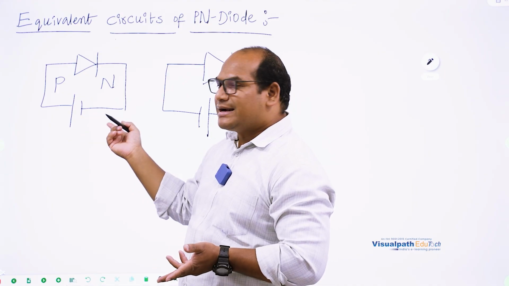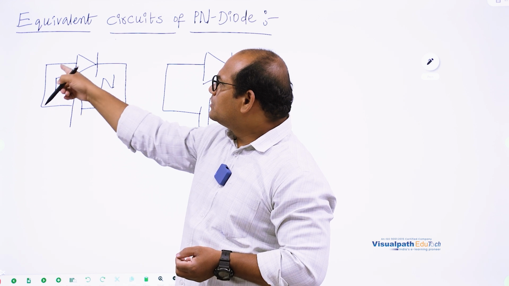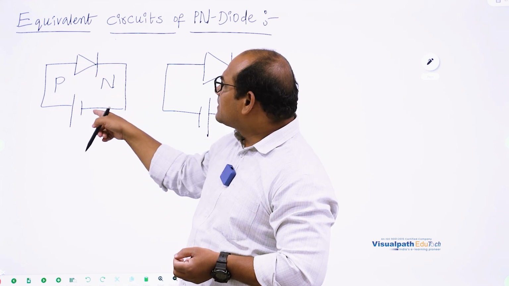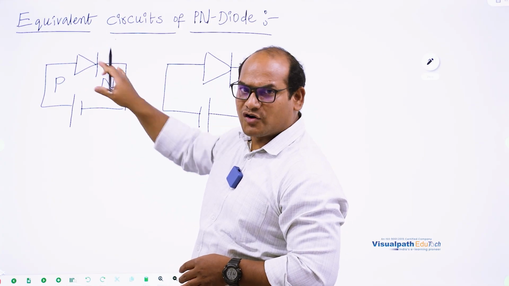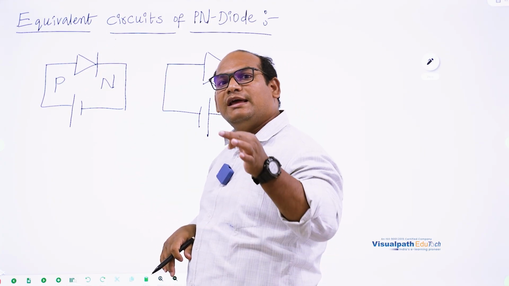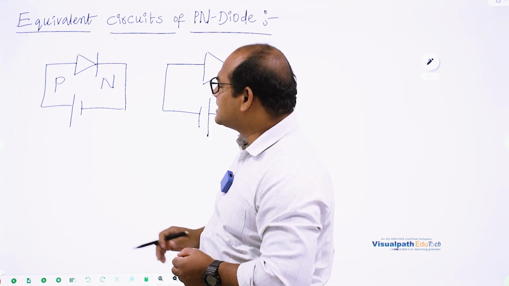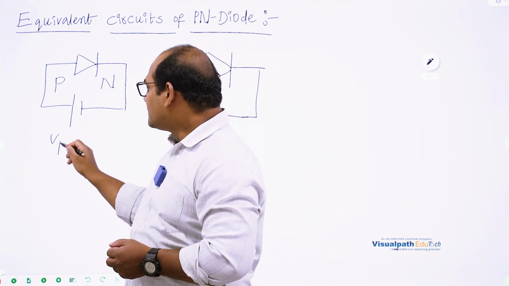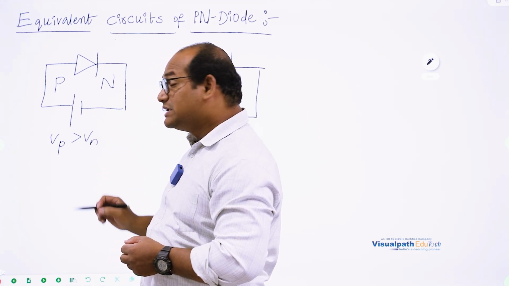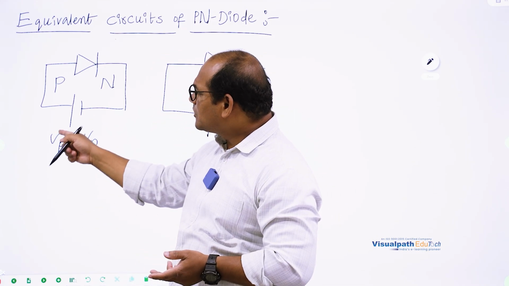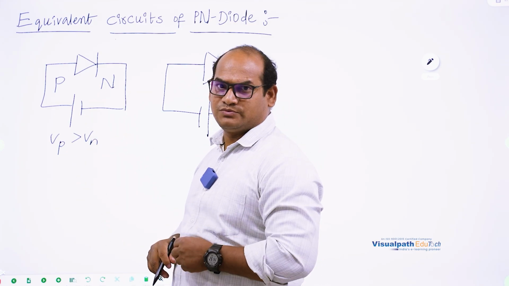So simply with one battery, if you want to provide the forward bias, the positive terminal of the battery should be given to the P side, and the negative terminal of the battery should be given to the N side. Then we can tell the diode is under forward bias. But it is not the only way of providing the forward bias. In our previous class I already told about all these things. The voltage at the P side must be greater than the voltage at the N side. This can be achieved not only by using a single battery, but by using two batteries also.